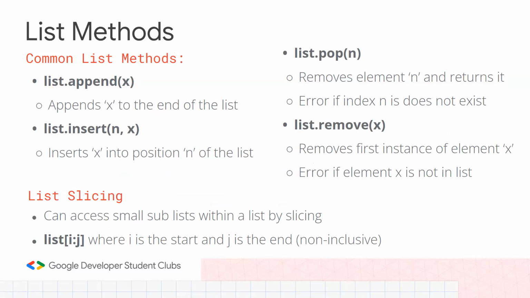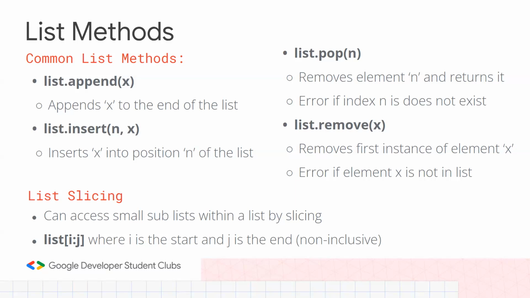Anyway, next we have list methods. Here are some common list methods. You have append, which appends x to the end of a list. We have list.insert, which inserts x into position n of the list. Over there you have list.pop. This pops, or removes, the element n and returns it to whatever you call list.pop. A special thing about this is that it gives an error if the index n doesn't exist. So if you're trying to pop something from an index that doesn't exist, you will get an error back.